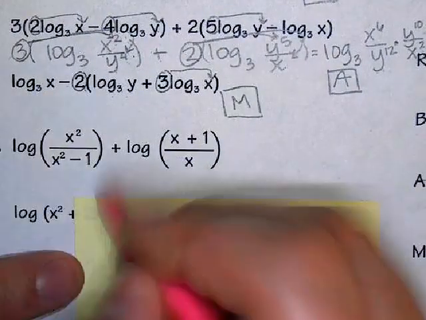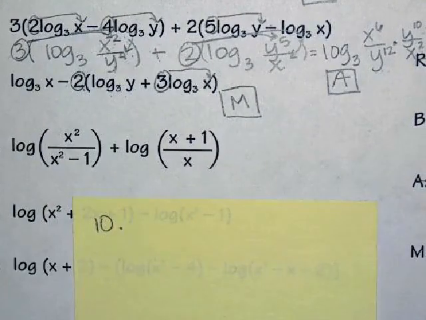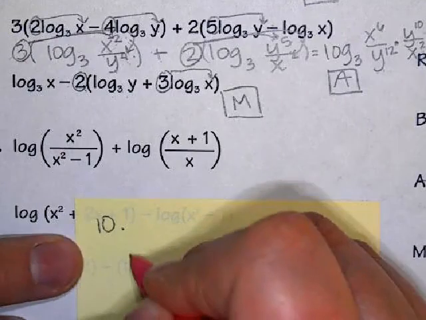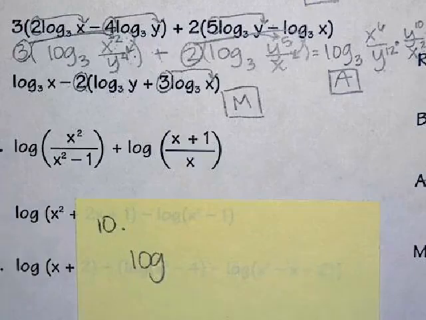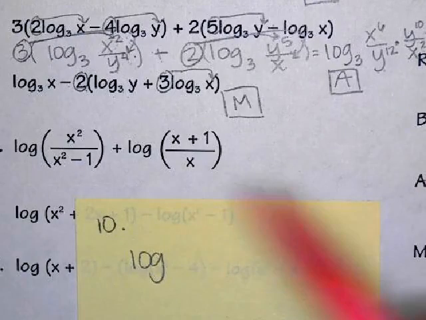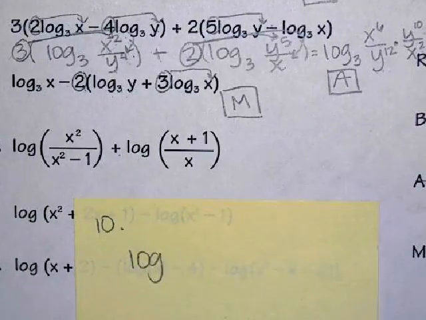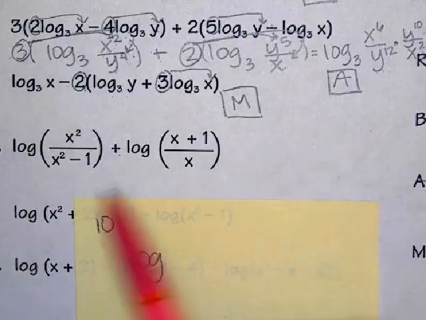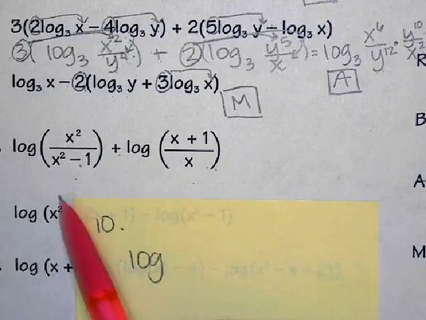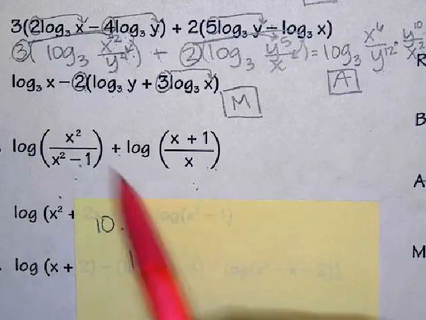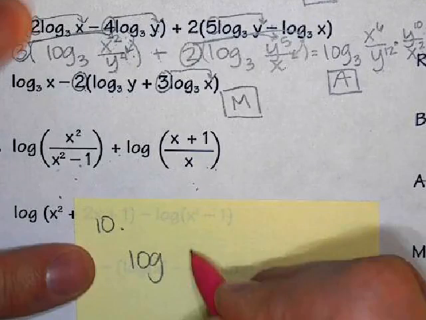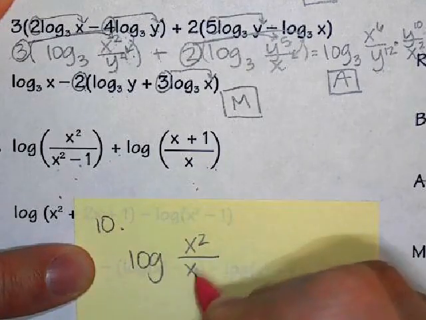So we've got just log. If it has no base, what's the base? 10. So this is log base 10, technically. So what should I be writing? It's got a plus in between. These two fractions are being multiplied together because it's got a plus in between. So just multiply the two fractions. So we got x squared over x squared minus 1 times x plus 1 over x.